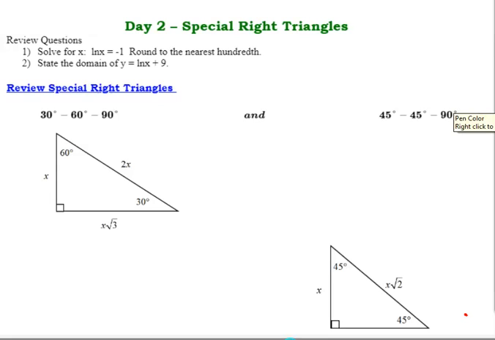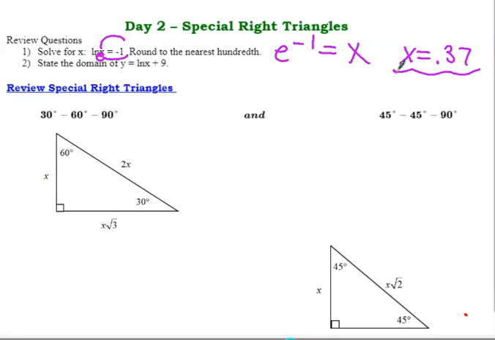So review questions, from the log unit. Solve for x: natural log x equals -1. We have this little secret, e. So e to the -1 equals x if we do this loop-de-loop. So I need to do e to the -1, and it says round to the nearest hundredth. So x equals 0.37.